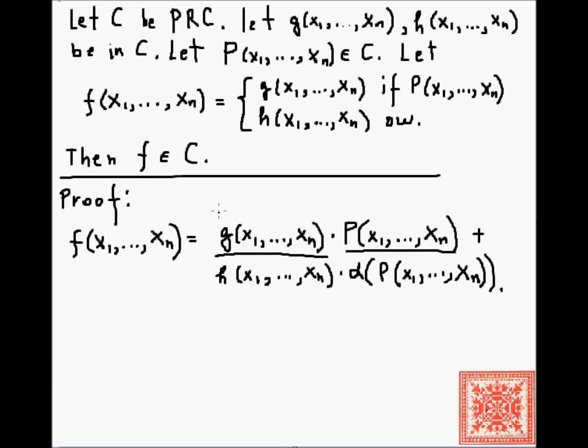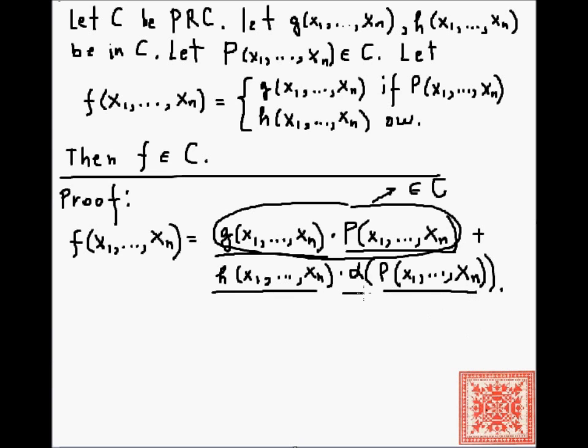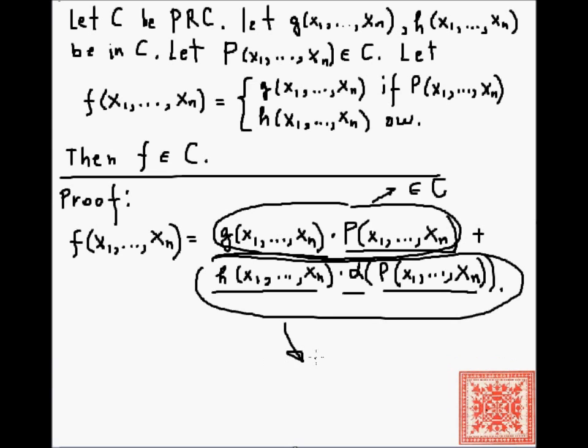So g is in C, p is also in C. Then the binary multiplication is primitive recursive, so it must be in C. So that part is in C. h is in C, p is in C, alpha of p is a composition, alpha is a primitive recursive function, so it is in C, and binary multiplication is primitive recursive, so that part is in C. And then the binary addition is also primitive recursive, so it is also in C, so hence f must be in C.